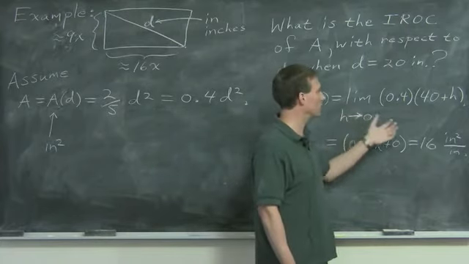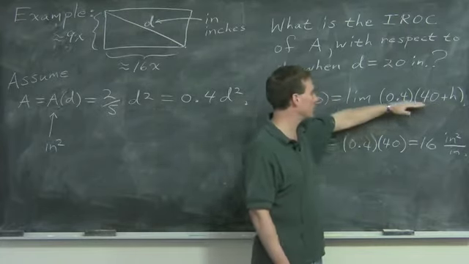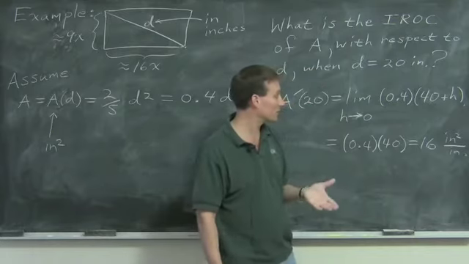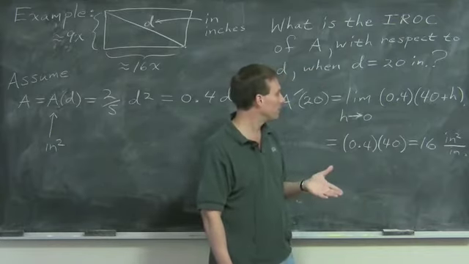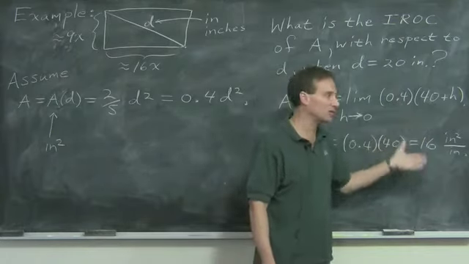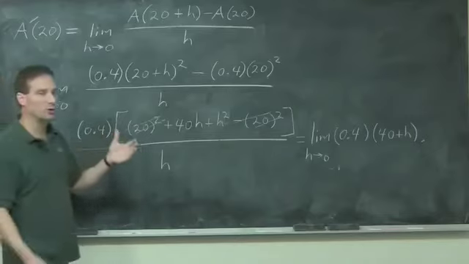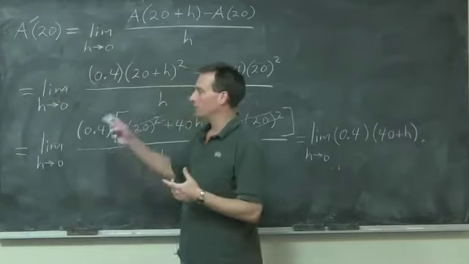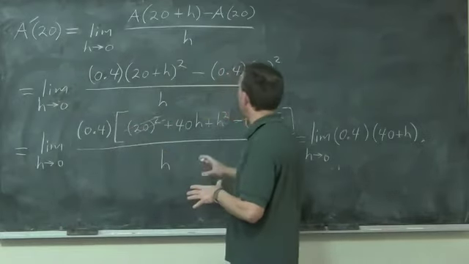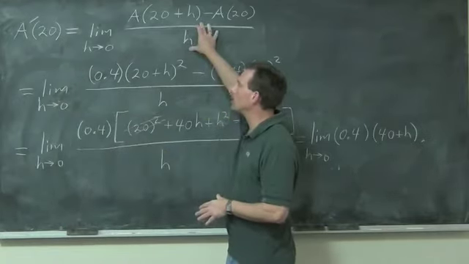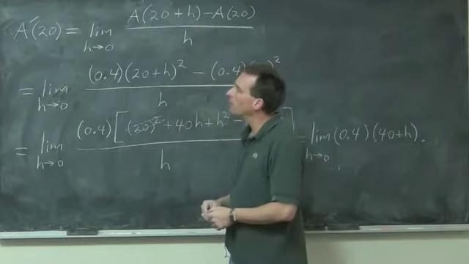If you make h closer and closer to 0, this gets closer and closer to 40, so this gets closer and closer to 16. In fact, it's just like you plugged in h equals 0, but I remind you, while you can plug in h equals 0 at the end, we couldn't plug in h equals 0 at the beginning because we'd get 0 over 0.